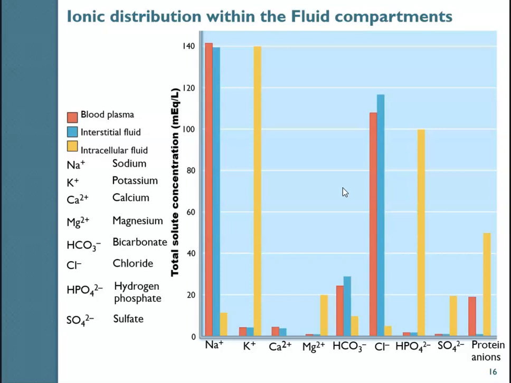There's quite a few ones that you want to remember. Sodium is number one, right? Sodium, there's a lot more outside of the cell. So the red and blue are blood plasma and interstitial fluid. That's the outside of the cell. The yellow is intracellular fluid. So we have less sodium inside the cell, very large amount outside the cell. It's the opposite in potassium. We have a high inside the cell, low outside.